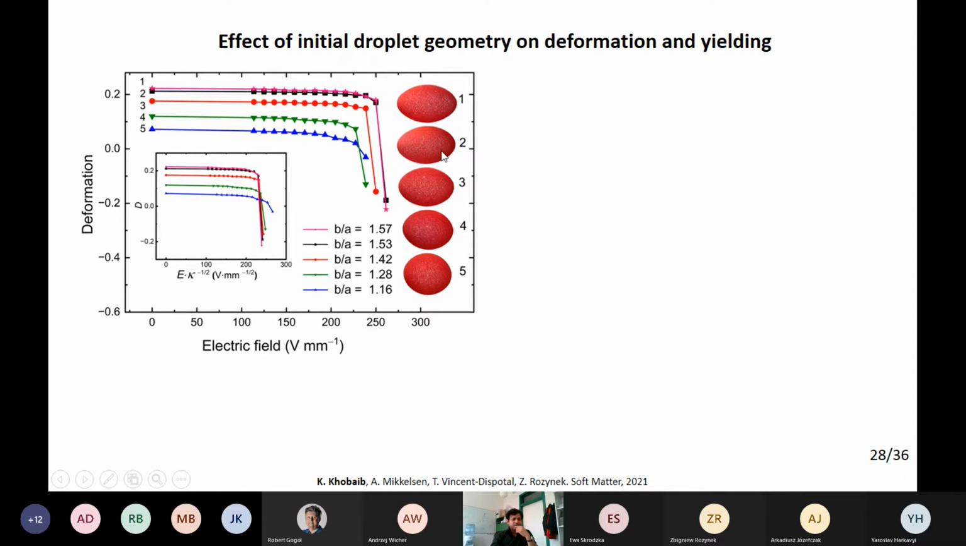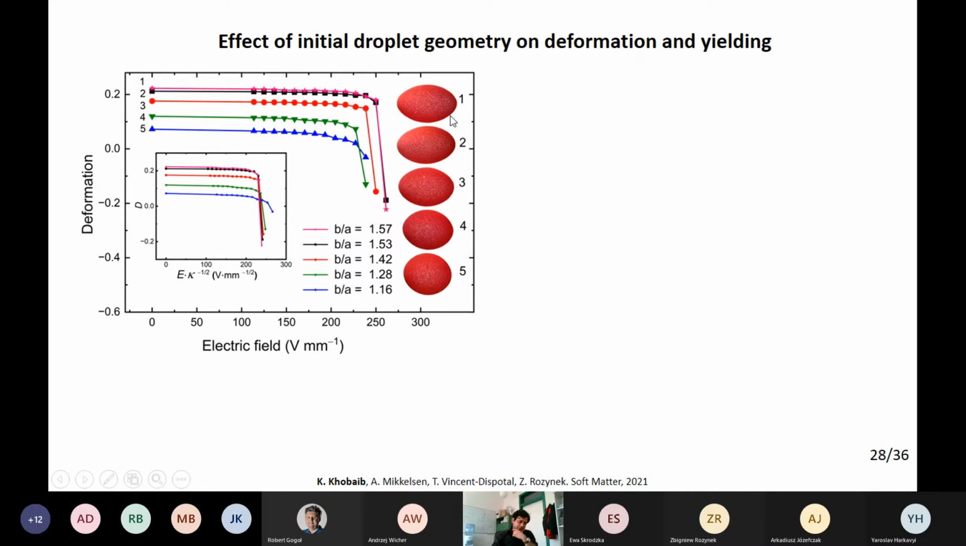What we found is that the most elongated droplet deforms at a higher electric field, whereas the least aspherical droplet deforms at a lower electric field. And here the volume of the droplet we kept the same, we just changed the shape of the droplet. In the rescaled plot, we can see that the data collapsed.